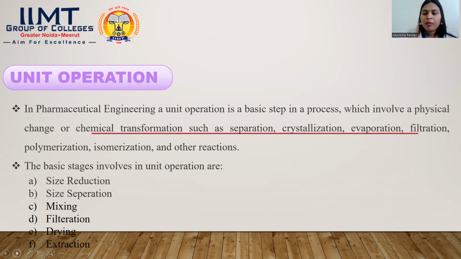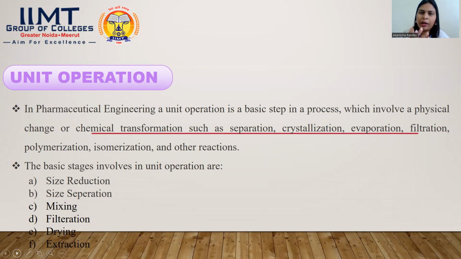Okay, if we talk about the unit operation, basically it is a process that involves the physical change as well as chemical transformation. These are the 6 steps involved during the unit operation procedure. The very first is size reduction. If we take an example, the very first step of any formulation is size reduction.